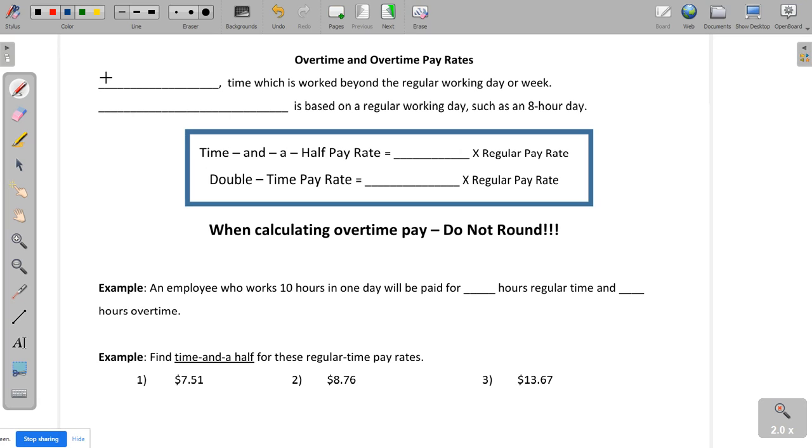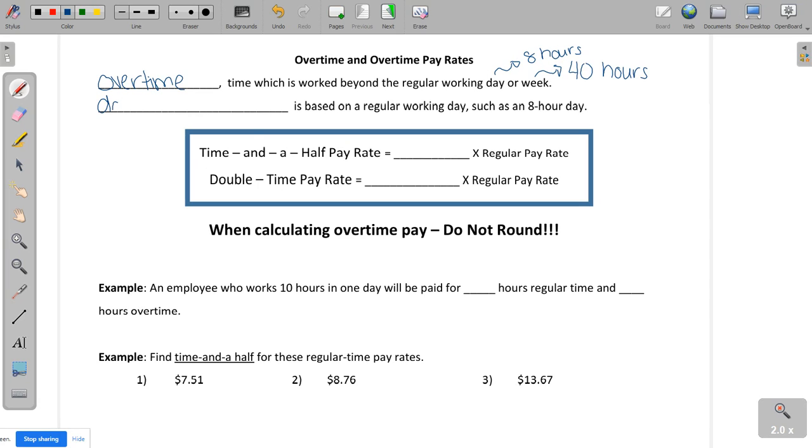So overtime is any time that is worked beyond the regular work day or week, depending on how your company determines this. A work week is considered 40 hours, and a work day is considered 8 hours. Some might have different, but it will be stated by your employer or in the problems we'll be seeing.